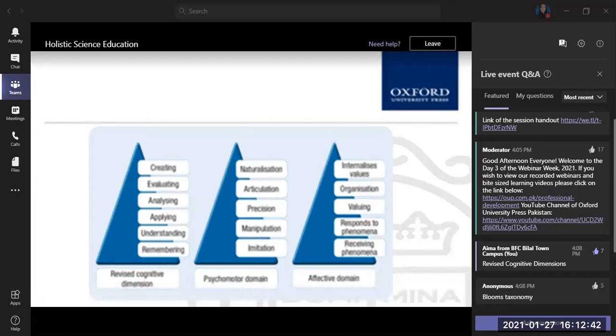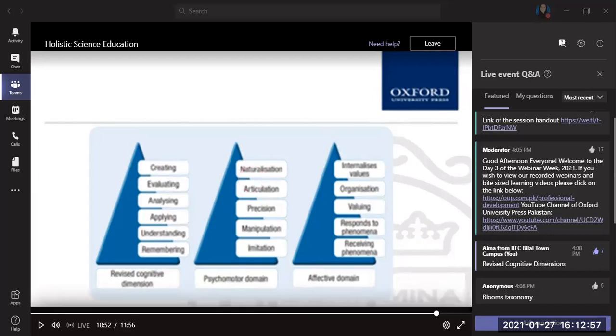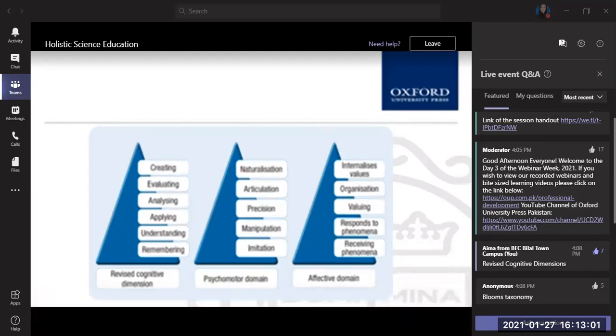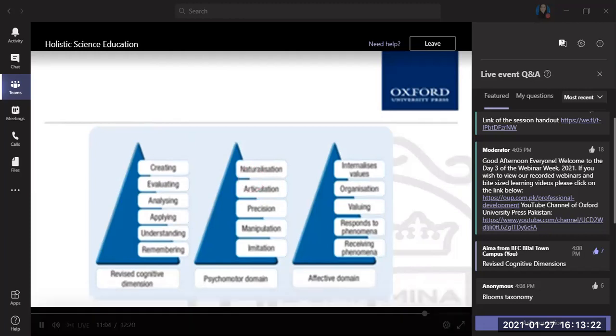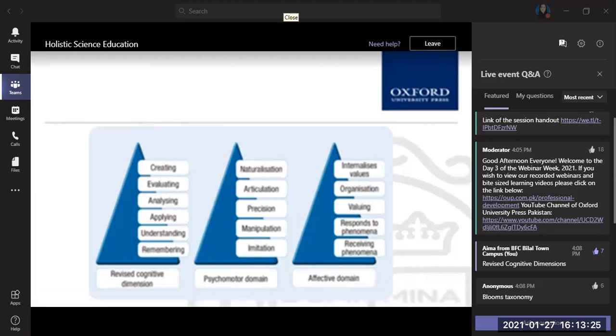The second last one is organization. In organization, you organize values into priorities by contrasting different values, resolving conflicts, creating a unique value system, and the emphasis is on comparing, relating, and synthesizing values.